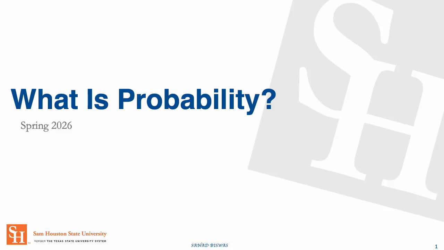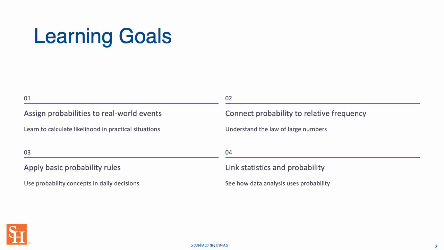Hello everyone. Today we'll start a new chapter, which is about probability. Probability helps us to quantify uncertainty associated with events, and that helps us understand how likely events are to happen. So let's begin with the learning goals associated with this lecture.